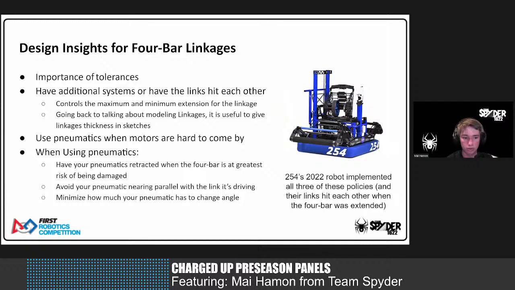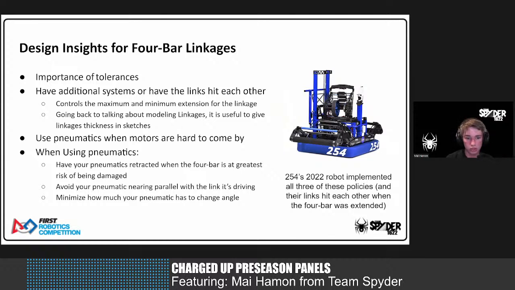Secondly, it is helpful to use additional methods to keep the linkages constrained, to be bound to the maximum and minimum intended extension and retraction for the linkage. Whether this means making your links hit each other, like you can see in the picture of the Cheesy Poofs 254 here, or using outside hard stops, this makes your 4-bar more reliable and more controlled.